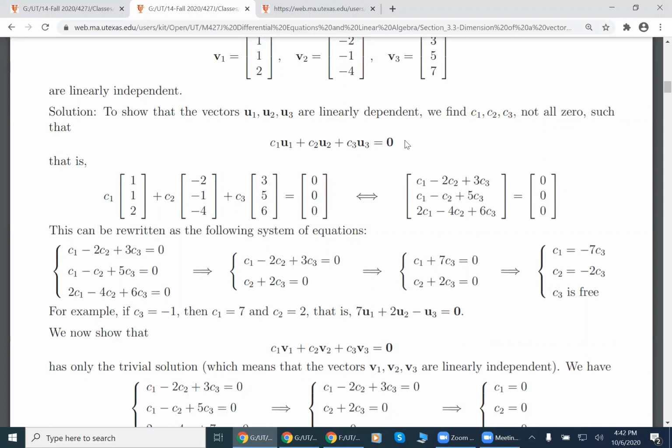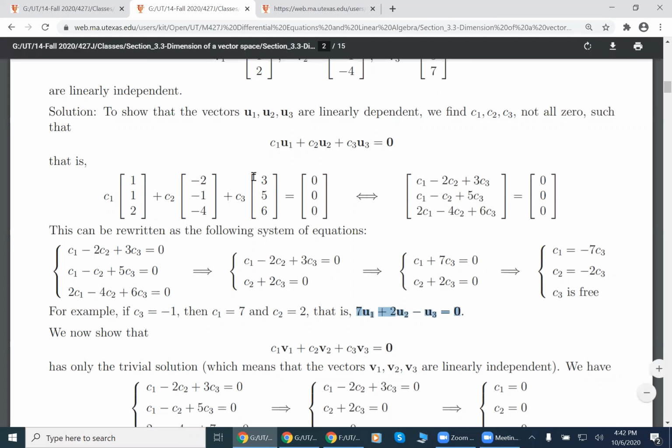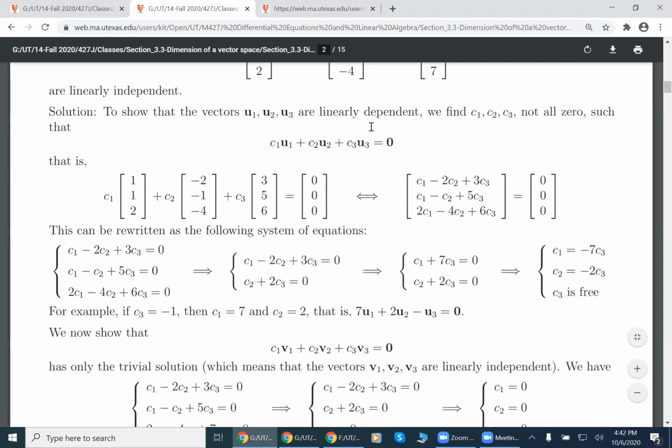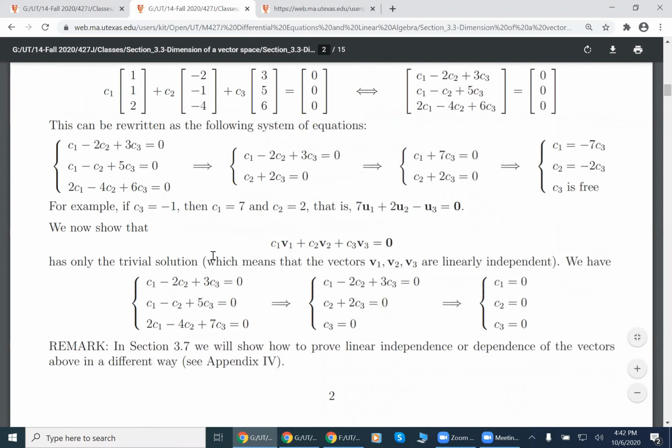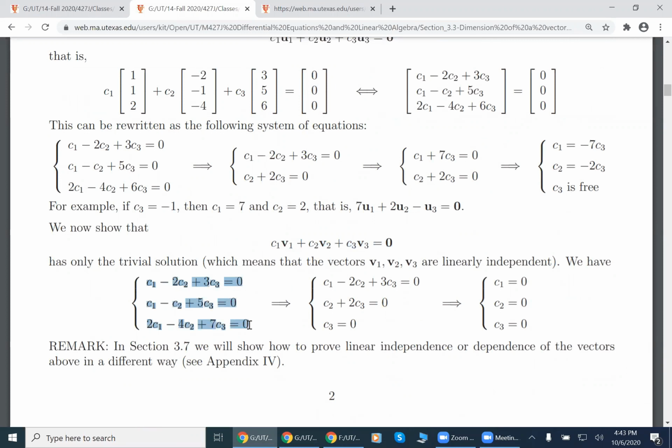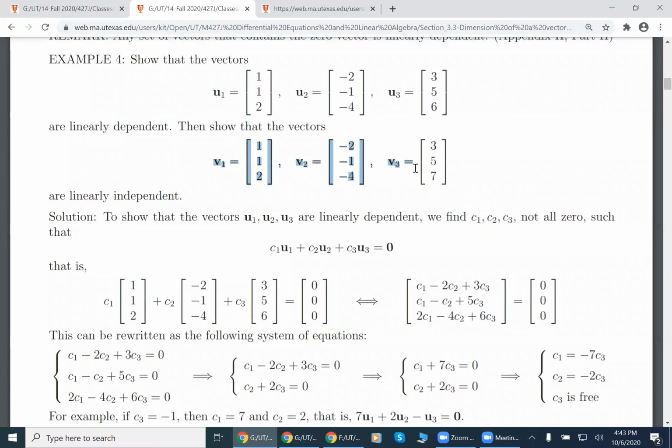Of course, we can easily come up with a non-trivial solution. For example, if you set C3 equal to -1, C1 is 7, C2 is 2. This is one out of infinitely many non-trivial solutions of this equation. Therefore, our vectors are dependent. To the contrast, if you set up the corresponding system in this case and solve it, you will come up with the following conclusion: this system has only the trivial solution, therefore these three vectors over here are linearly independent. Any questions here?